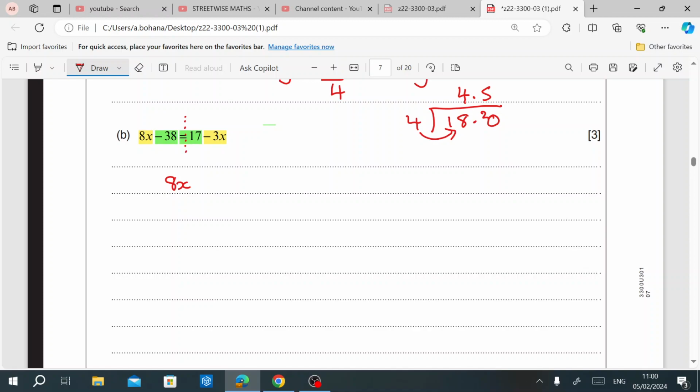So I'm going to go 8x minus, I'm going to take that across there, so it's going to be plus 3x equals 17 stays there, take the 38 across, that's plus 38. Simplify, 8x plus 3x is 11x, 38 plus 17 is 55, x is equal to 55 divided by 11, so x is equal to 5.